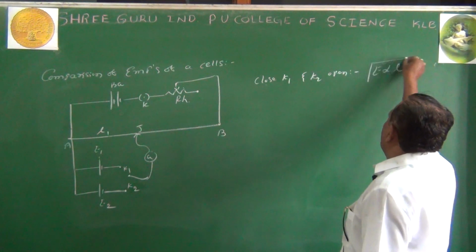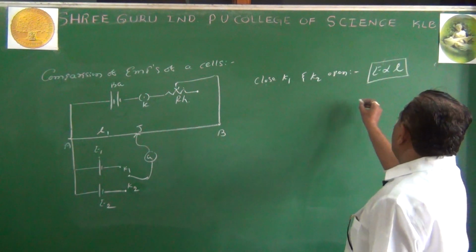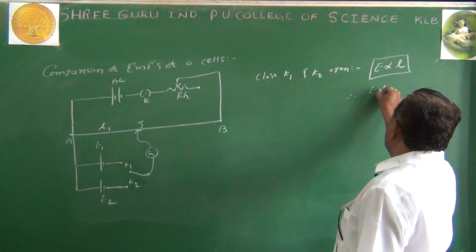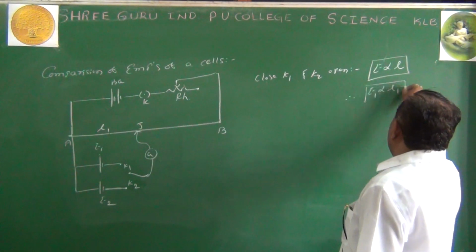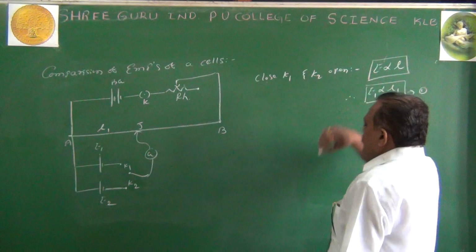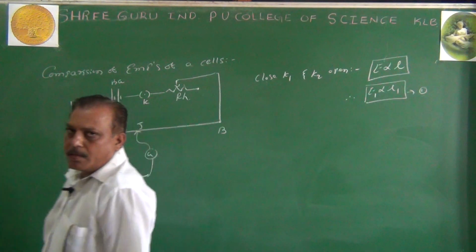This is the original equation, V is replaced by E. Therefore, E1 corresponds to length L1. Shall I call this equation number 1? Yes. Are you getting the point?